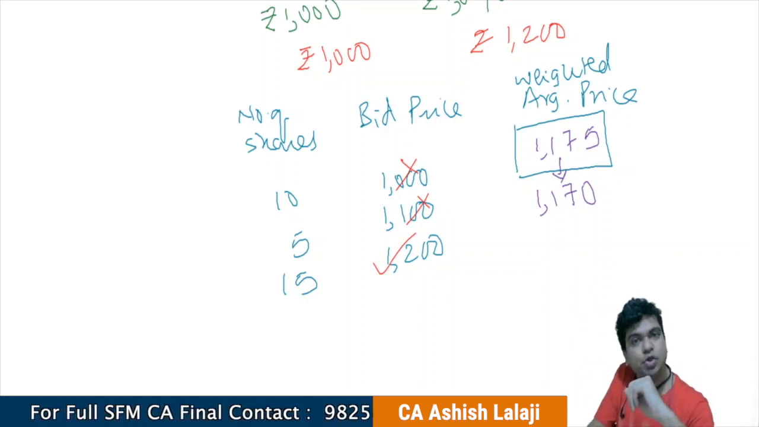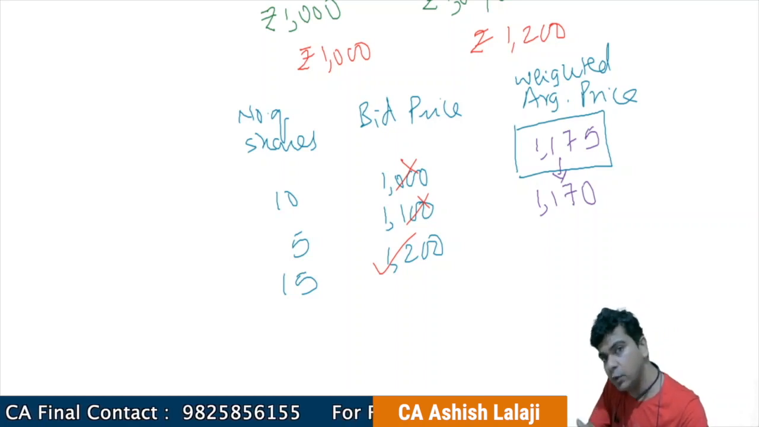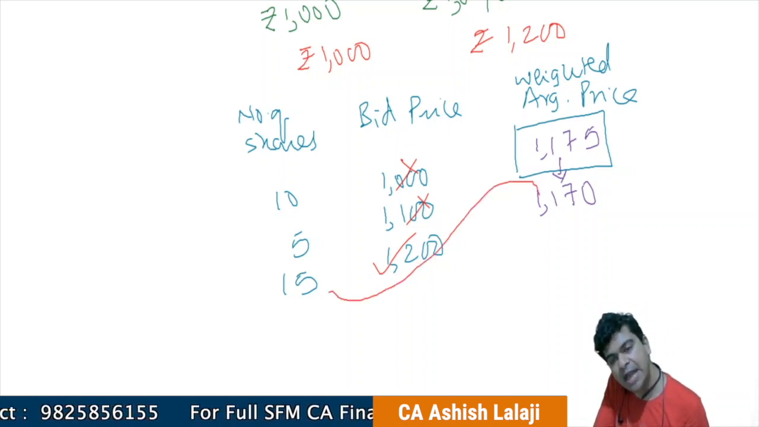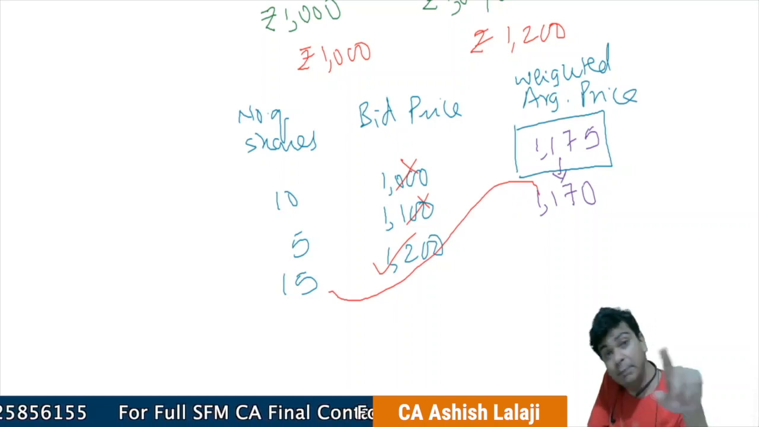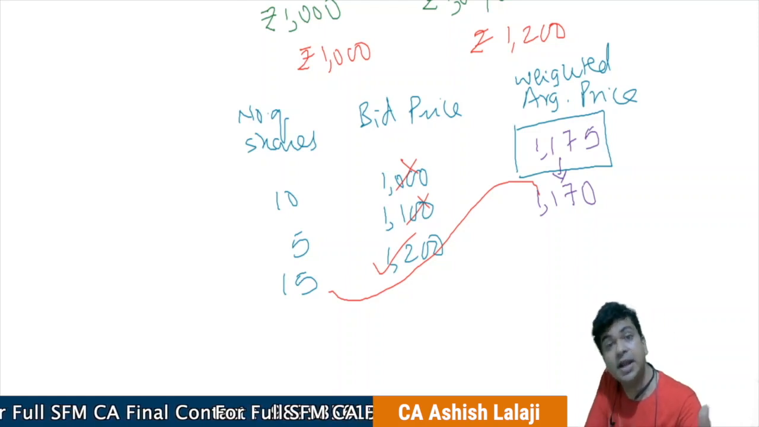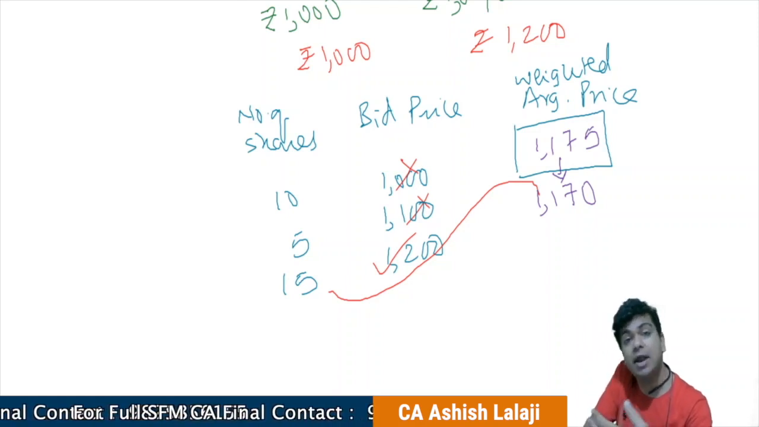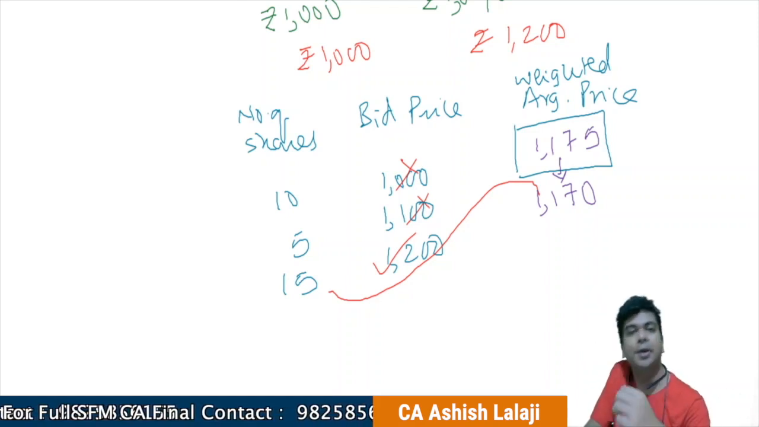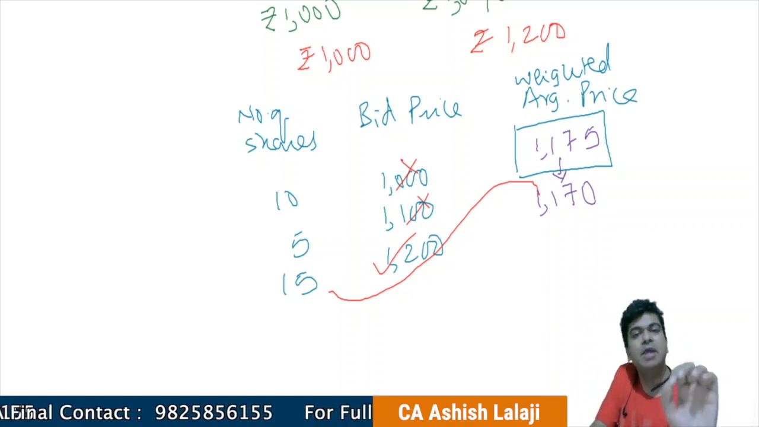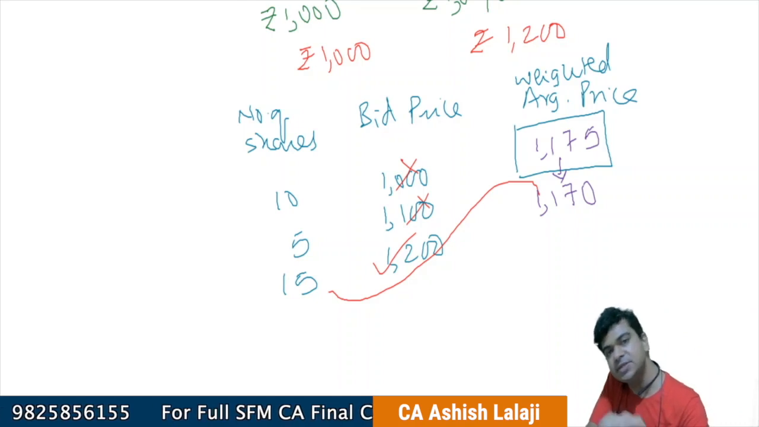Yes, this does not mean that these 15 shares will be issued to you at 1,200. No, these 15 shares will be issued to you at 1170 because that is the final price. You may wonder that I had already applied for these shares and I've already paid the share application money. What about it? Do not worry. That money will be returned back to you. The company will refund whatever extra money that it has received from its investors.